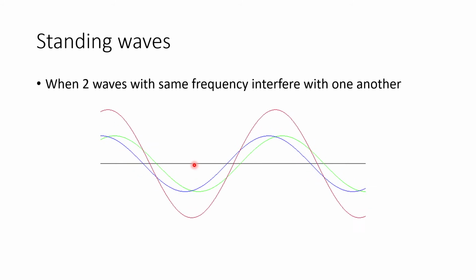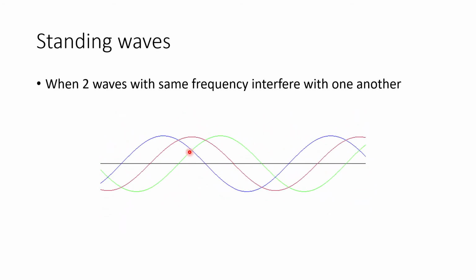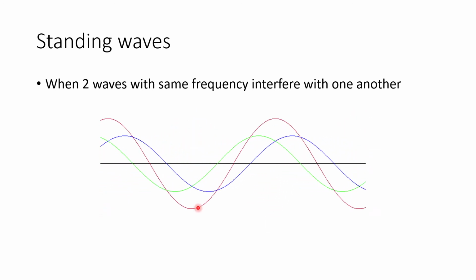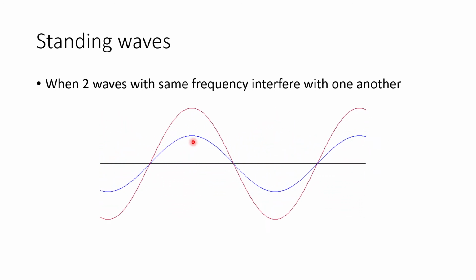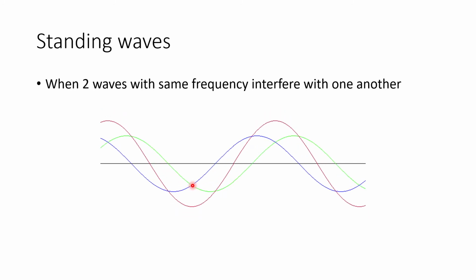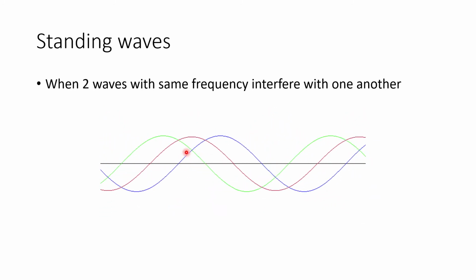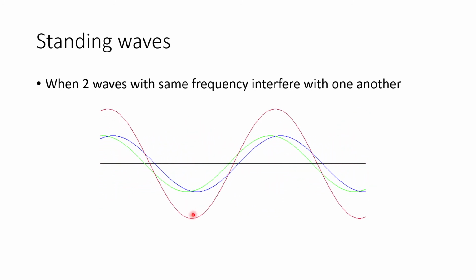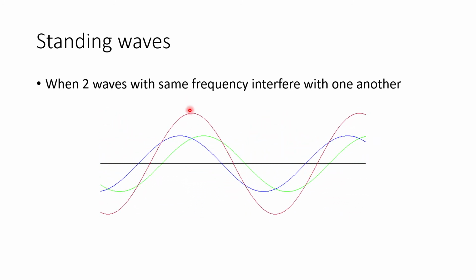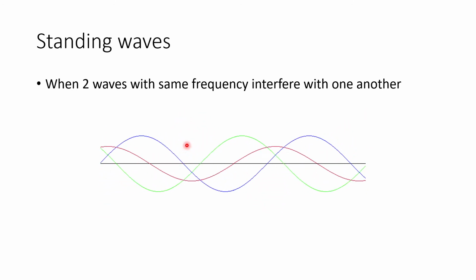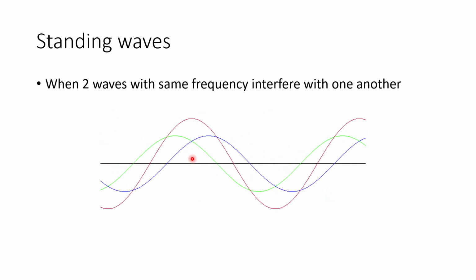On the contrary, on this point the vibration is amplified because the waves always interfere constructively. You can see that the amplitude is increased because no matter where the blue or the green are at a given time, they always have the same direction.